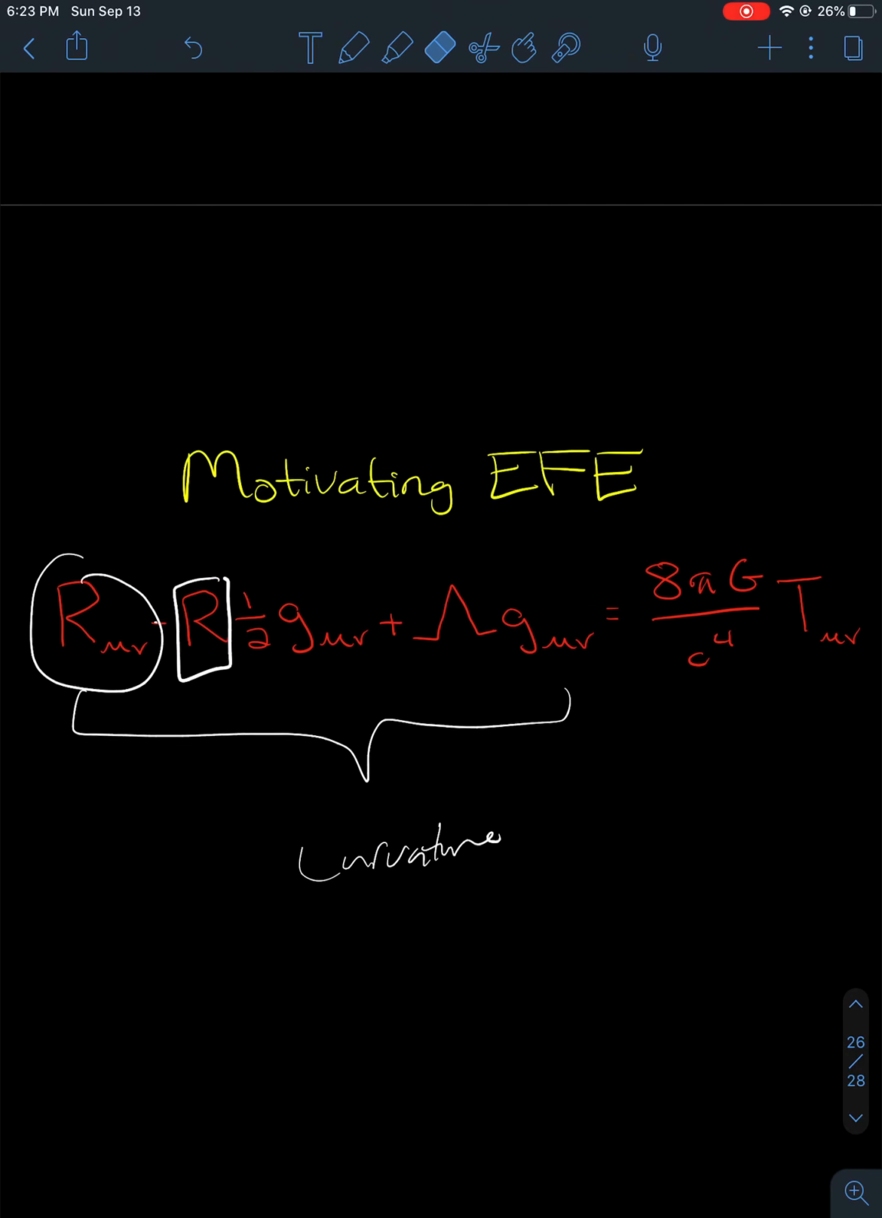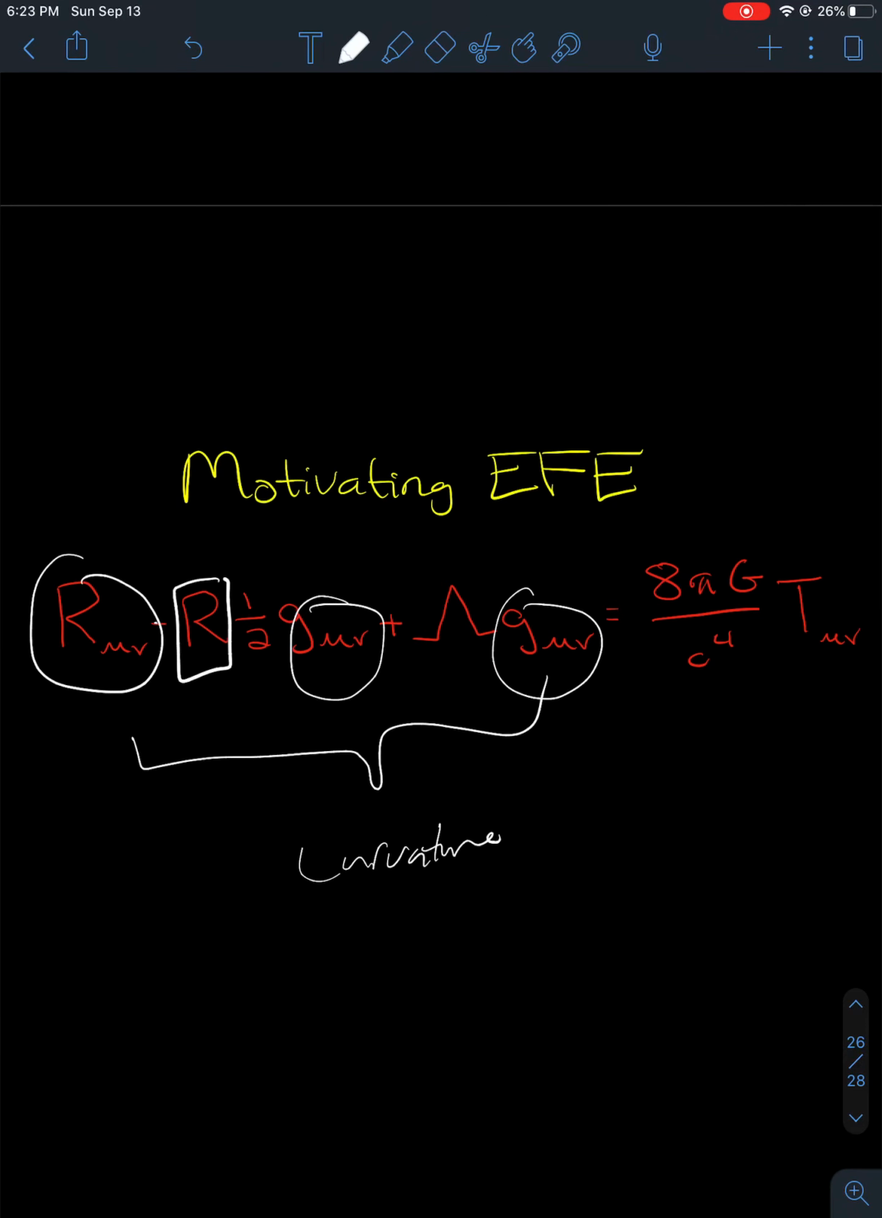So all of these elements over here, they all describe the curvature of your space.